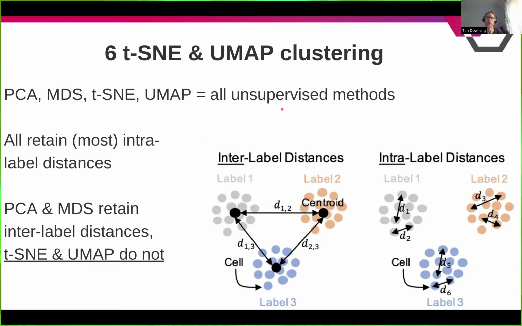So these are all unsupervised methods that we're trying, and they try to retain intragroup distances. PCA and MDS retain intergroup distances, whereas t-SNE and UMAP do not. These are the interlabel distances here between the discrete clusters that are present, and the within-label ones are the ones like D1 and D2 within the gray area here.